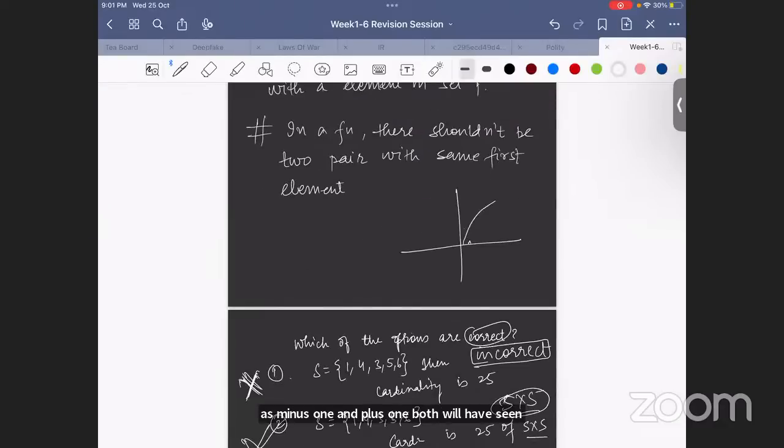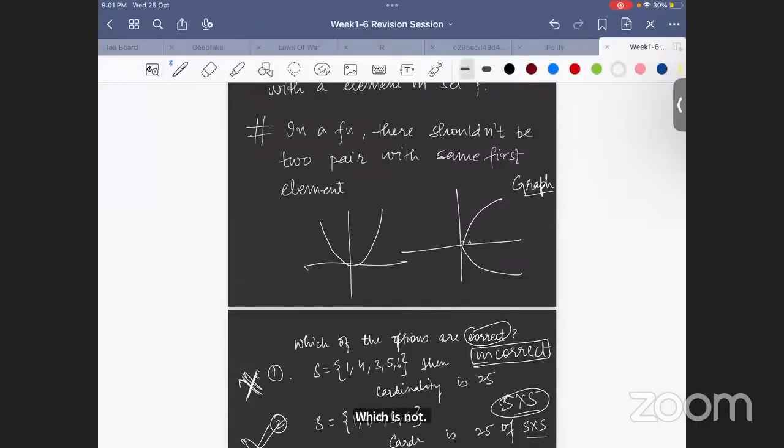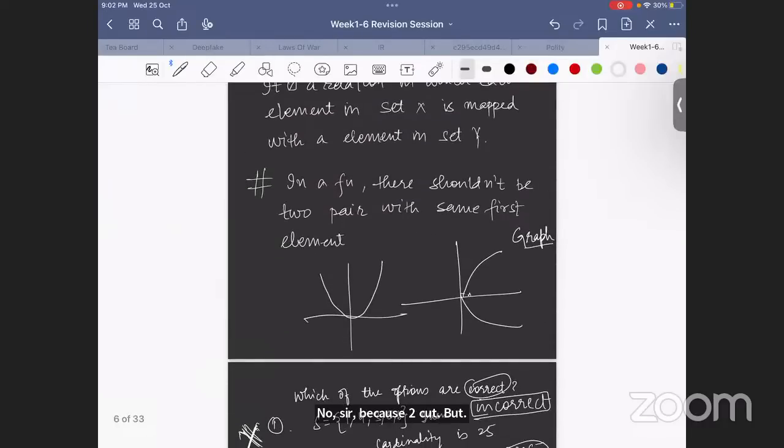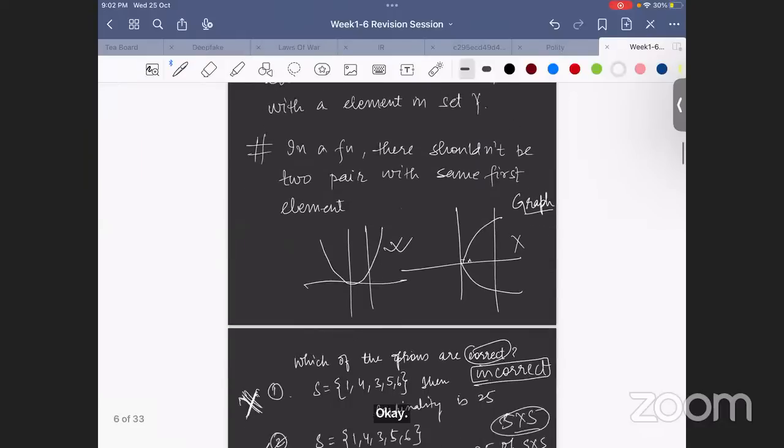If you have this plot, is this a function? No, sir, it is not, because the vertical line cuts it at two points. And if this one is given, then yes, it's a function, because you can see that this is passing the vertical line test. Correct? Is it clear now? Yes, sir.